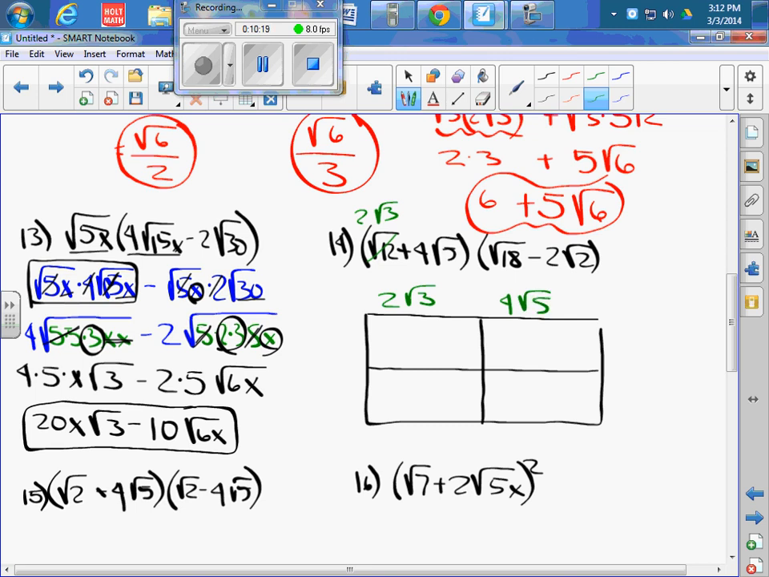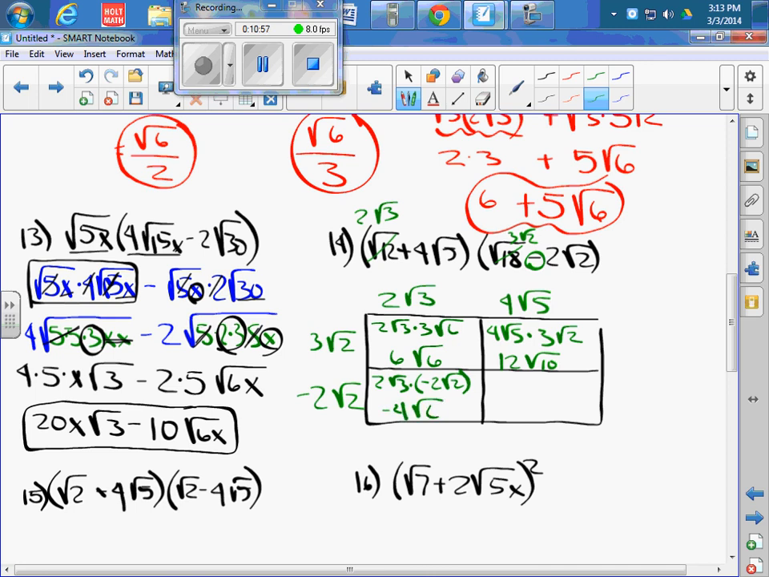4 radical 5 here. Radical 18 is going to be 3 radical 2, so I'm going to put a 3 radical 2 here, and minus 2, negative 2 radical 2 here. Now, in the first box, I'm going to be taking 2 radical 3 times 3 radical 2, and I get 6 radical 6. In the second one, I'm going to be taking 4 radical 5 times 3 radical 2, and I'm going to get 12 radical 10. 2 radical 3 times negative 2 radical 2, and I get 2 times negative 2, negative 4 radical 6.